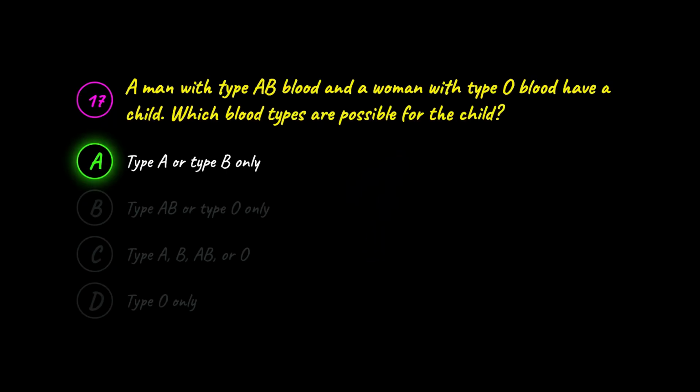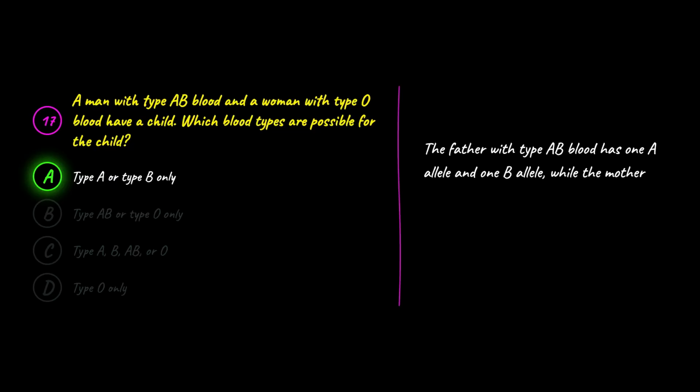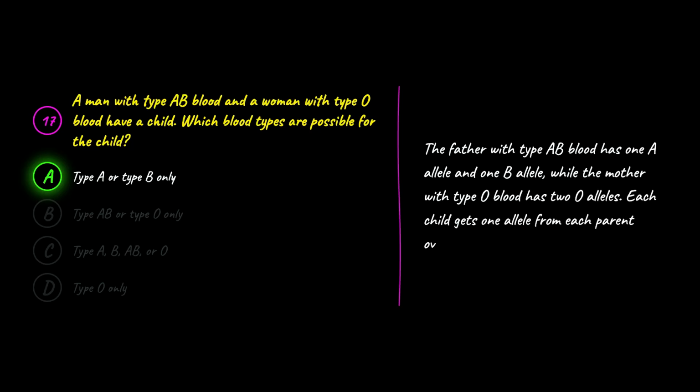The correct answer is A, type A or type B only. A is correct because the father with type AB blood has 1 A allele and 1 B allele, while the mother with type O blood has 2 O alleles. Each child gets 1 allele from each parent overall.